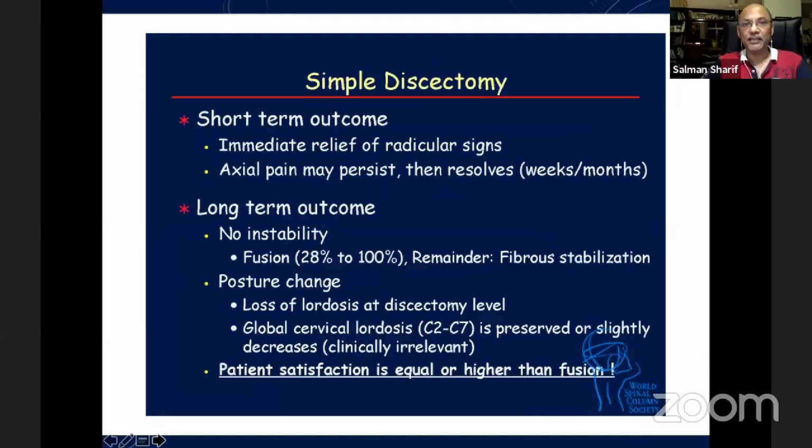So short-term results, immediately, brilliant results. Long-term, there's no instability, fusion up to 28 to 100%, with very good stabilization with all kinds of different material that you use. So with simple discectomy, the results are the same as with a graft that you use.